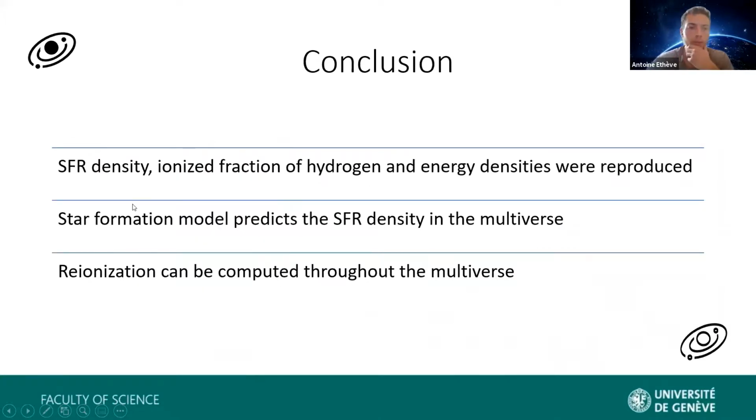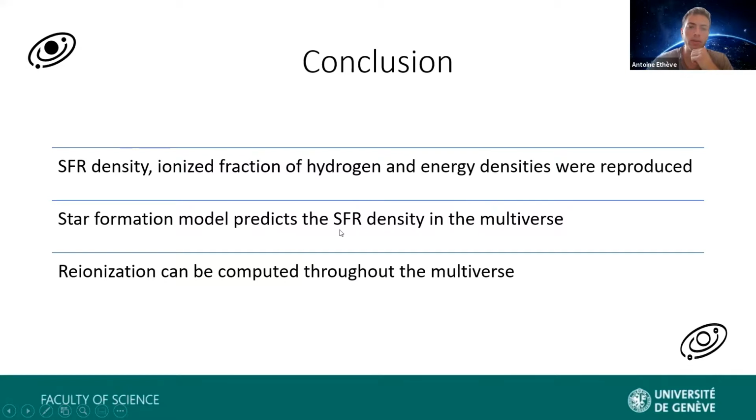To sum up, we developed a procedure to compute the reionization history from a given star formation rate density. We applied it to our universe and we reproduced the results from Robertson. And we saw that our procedure was correct. We reproduced the observations from our universe. And we compared these observations to a prediction from a model of star formation in the multiverse. And we saw that they were in good agreement.